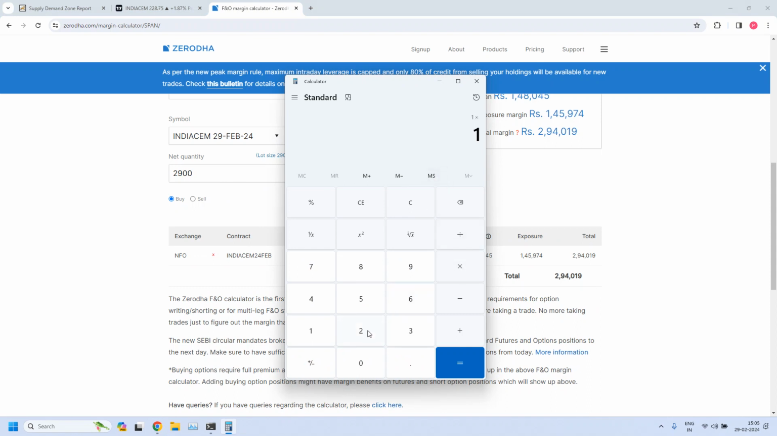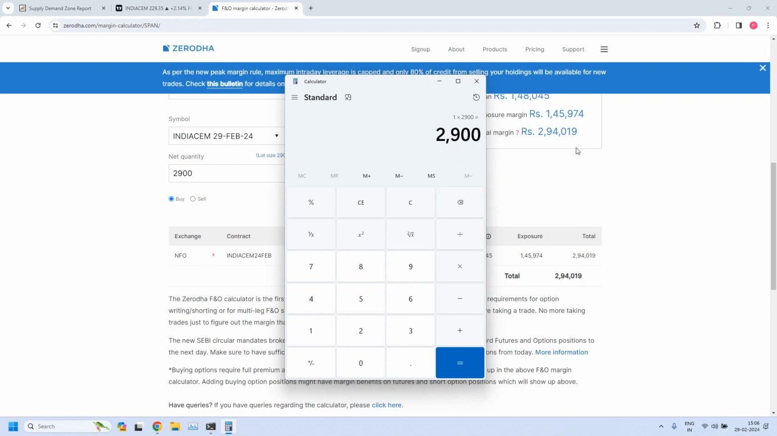So 1 into 2,900 means 2,900 only. So your loss could be 2,900, your estimated loss. In case the trade is against you, the estimated loss is going to be 2,900.